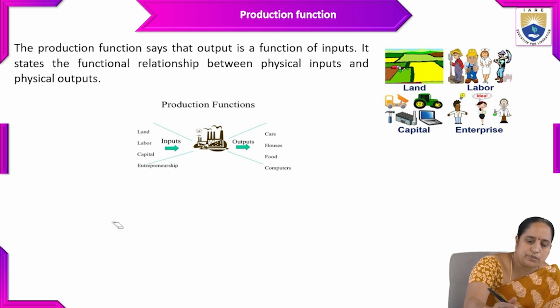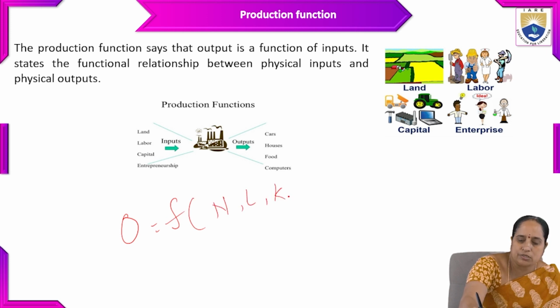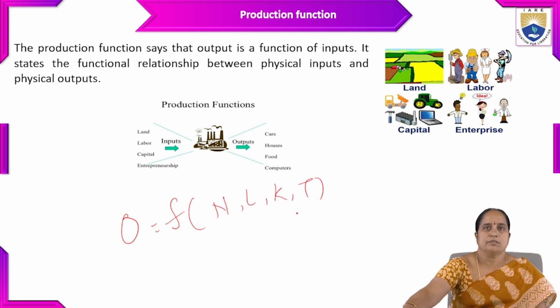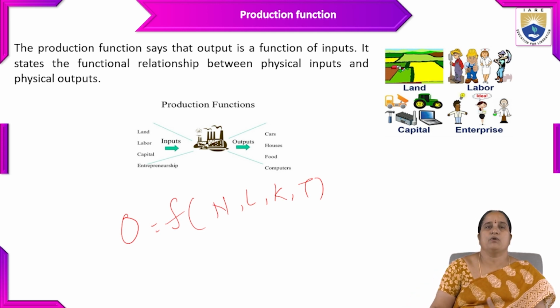The general function of production is Q = f(N, L, K, T). It is the combination of all inputs, and how we transform them into a valuable output.